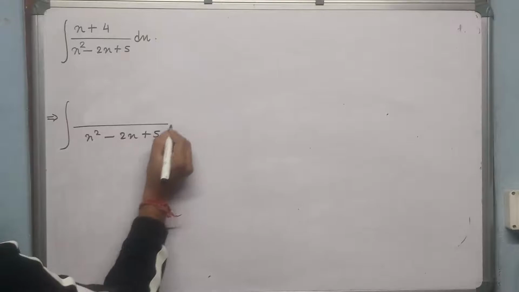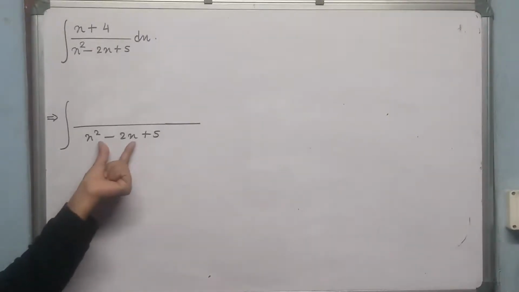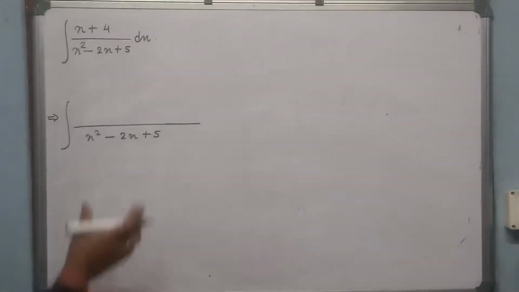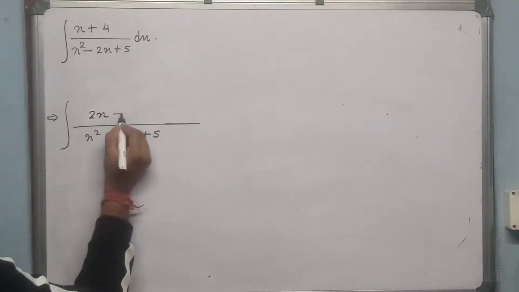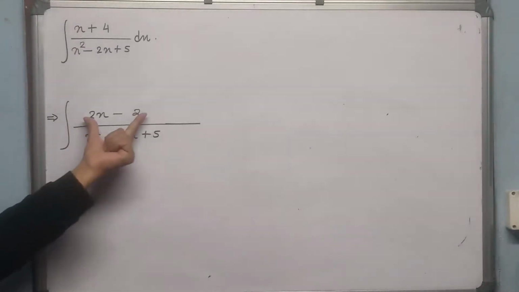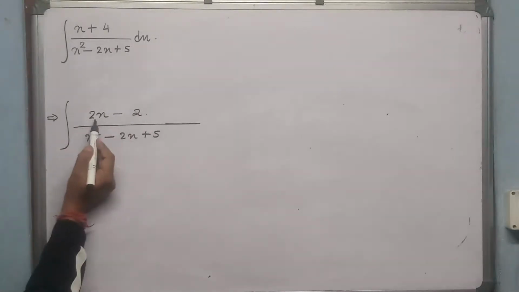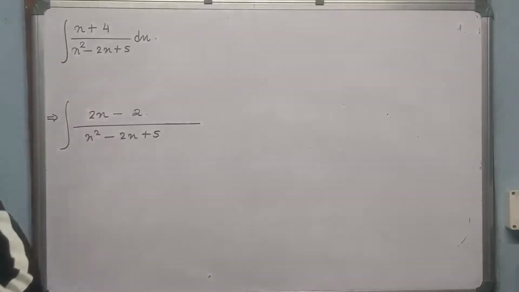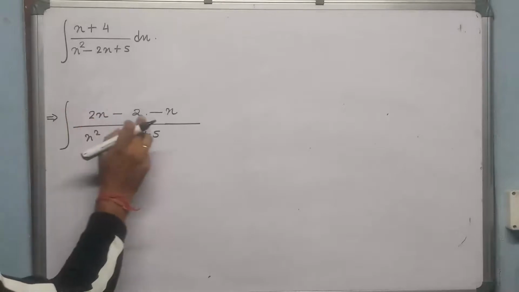x square minus 2x plus 5. Now, after this, next, you have to write its derivative in the numerator. What will be the derivative of this quantity? This will be 2x minus 2. But according to the question, what do we require? x plus 4. Then you have to convert this quantity in terms of x plus 4. Now, I have 2x over here. How to convert this 2x in terms of x?